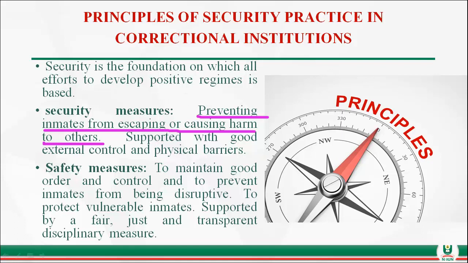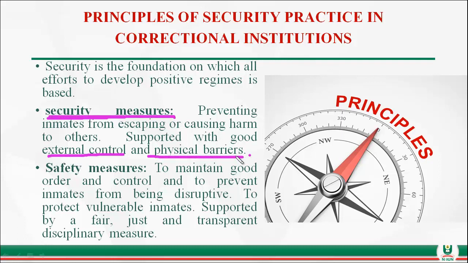By security measures, this type of measure must be supported with good external control and physical barriers. Things like high walls, fences, CCTV cameras, and so on and so forth, just to ensure that the inmates do not escape, all right, and that they are being watched in order that they don't become risk factors to others.